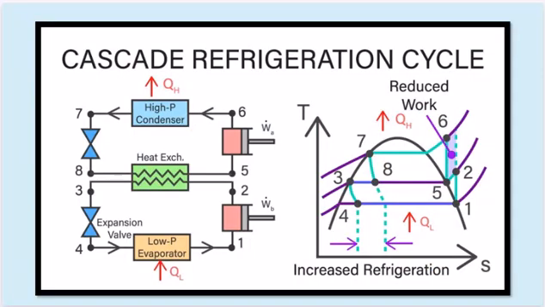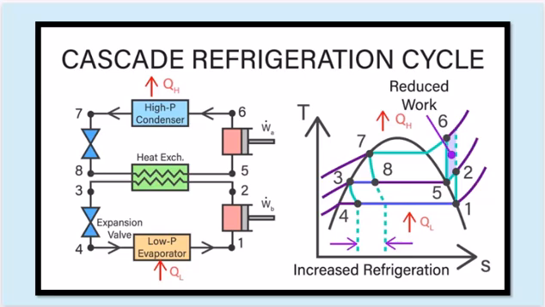Let's explore the cascade refrigeration cycle. The cascade refrigeration cycle utilizes two separate refrigeration cycles that are linked by a heat exchanger. The cycle consists of two condensers, two evaporators, two compressors, and a heat exchanger. The high-pressure cycle operates at a higher temperature than the low-pressure cycle.